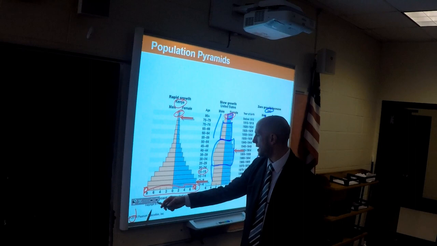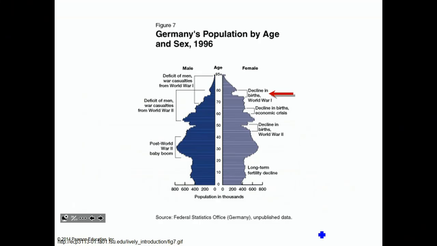Oh, geez, I didn't know there were arrows. Okay. Germany's age population as of 1996 would have shown dips in population due to the world wars and the booms and busts associated with population. I'll let you guys take a look at that, but just know that sometimes you can see weird outliers like this that represent human or physical disasters in different regions based on the population pyramid.